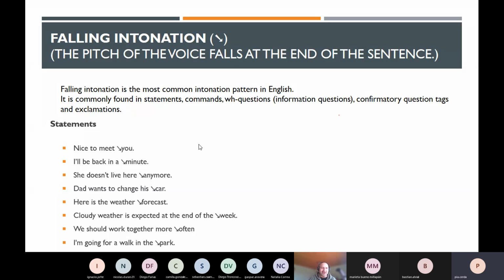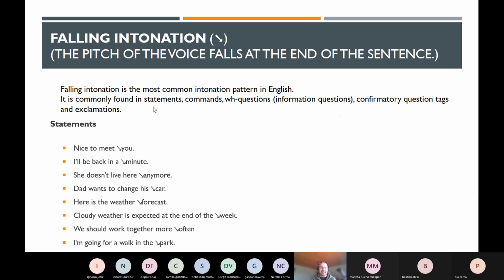Excellent. Congratulations. So all of you used the following intonation. Good job. So following intonation is commonly found in statements. When you say something like, nice to meet you, I'll be back in a minute, those are statements, right? Commands, like sit down, or stay here until you finish your meal. That's a command, right? You cannot use a rising intonation. It must be a falling intonation if you want to be taken seriously, right? If not, no one is going to pay attention to what you're saying.